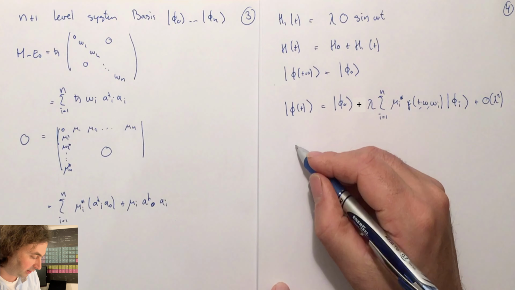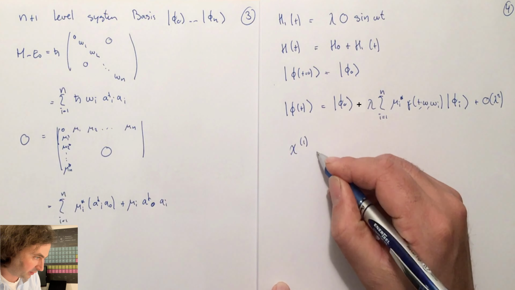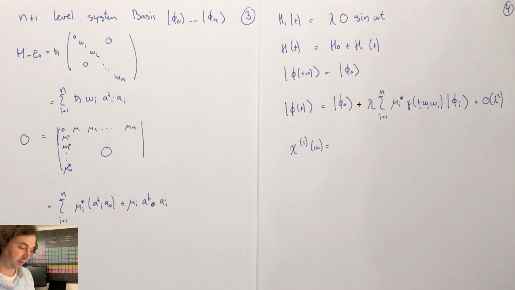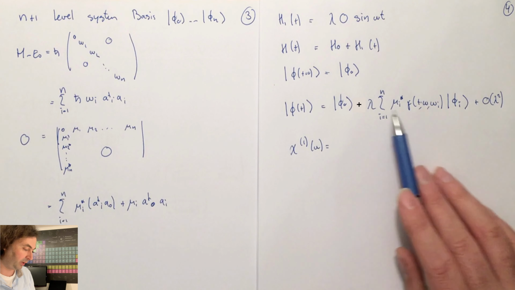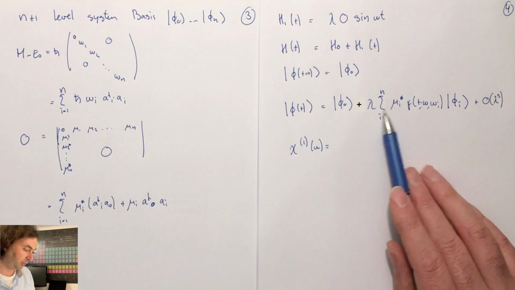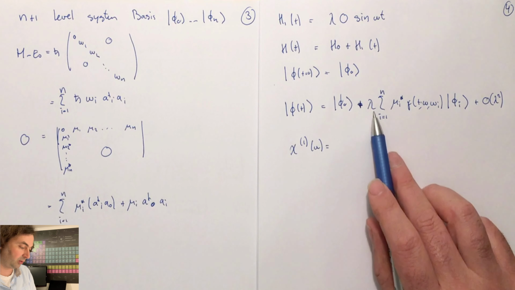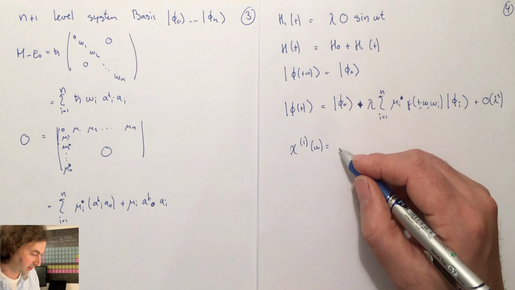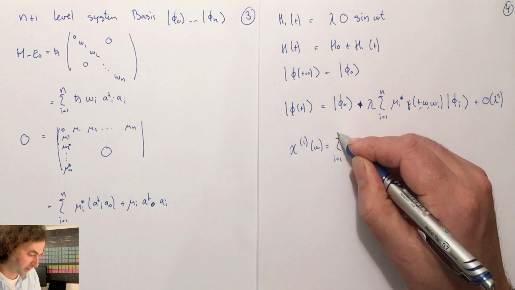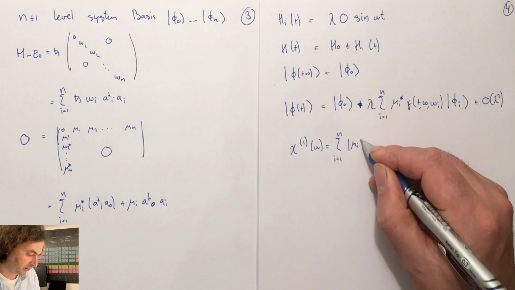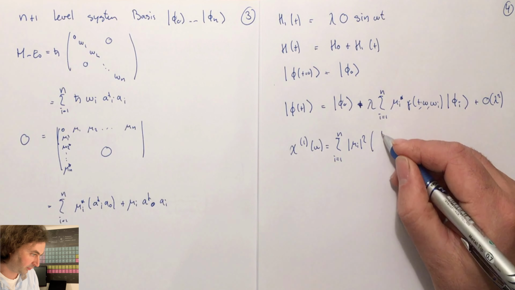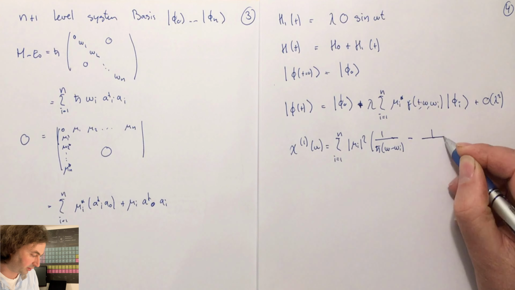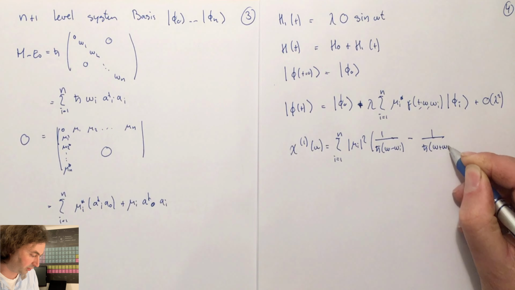That then also immediately allows us to write down what the susceptibility is, where each state contributes to the expectation value of O in linear order in lambda, either by having the bra or the ket in linear order in lambda. So this is exactly the same as we had before for one state, but now summed over all states, mu I squared, 1 over h bar times omega minus omega I, minus 1 over h bar times omega plus omega I.